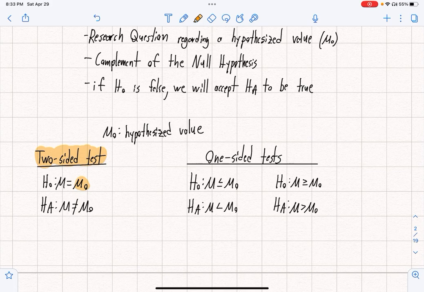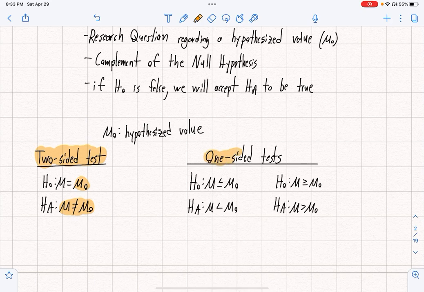So in this case, we're saying it's two-sided because what we're assuming to be true is that the average is just equal to some value. So what we're testing then is to see if it's actually different from that value. So different could be less than that value or greater than that value. And because we're interested in both sides, that's why we're calling it a two-sided test.